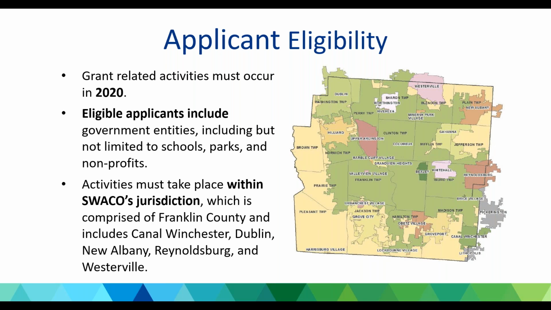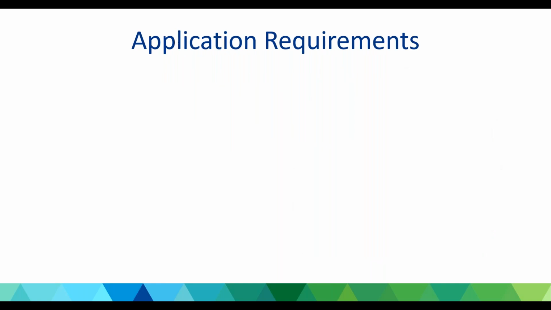The applicant and project must be located in SWACO's jurisdiction, which is comprised of Franklin County and includes the cities of Canal Winchester, Dublin, New Albany, Reynoldsburg, and Westerville. So the map shows Pickerington and parts of Lithopolis, but these communities are outside of SWACO's jurisdiction since the majority of the community is outside of Franklin County.